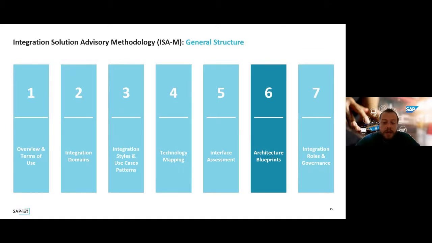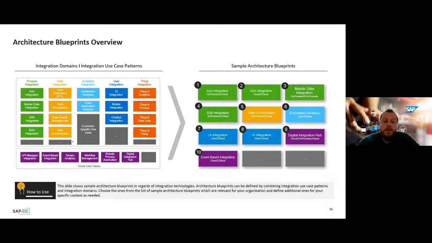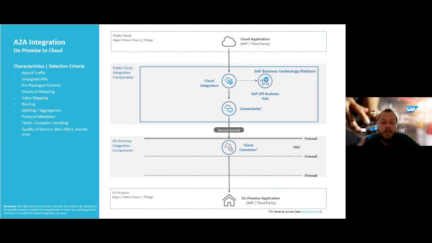In the end, we have the blueprints, right? So we have the integration domains, integration use case patterns, and then we jump to the blueprint: how to address end-to-end integrations from a technical point of view. Here I bring one example of a blueprint. In this case, I have a process integration, A2A, application to application, from on-premise to cloud. So we have the main characteristics of this integration, and we have the blueprint of the components.